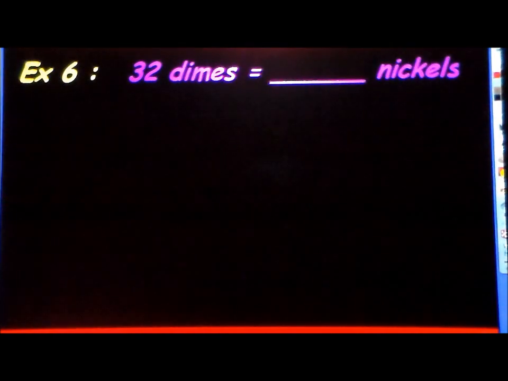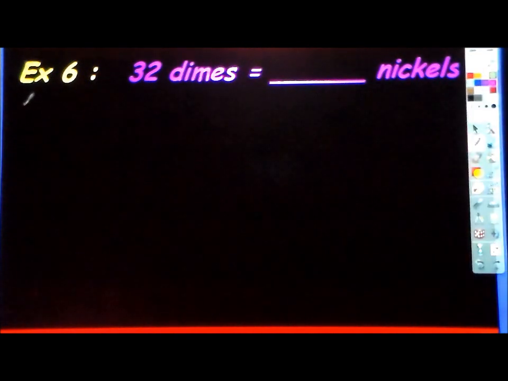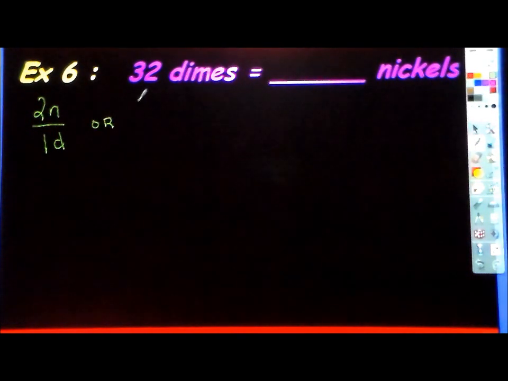Now, let's do an example that goes backwards, starting with dimes and how many nickels could I get for those dimes. So, last example, our conversion factors were that we could do 2 nickels to 1 dime, or we could do 1 dime to 2 nickels.